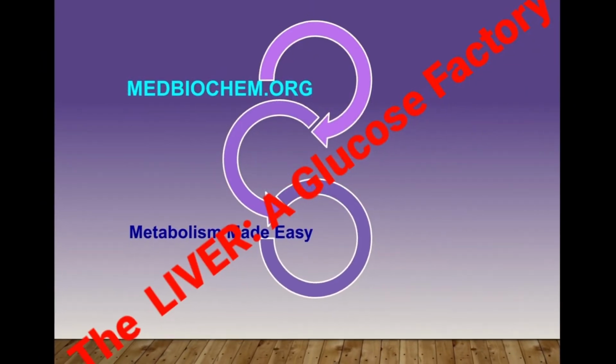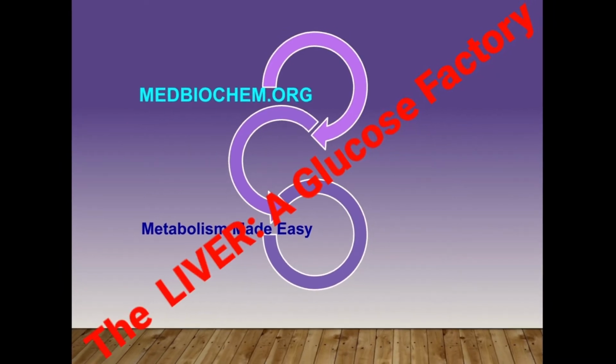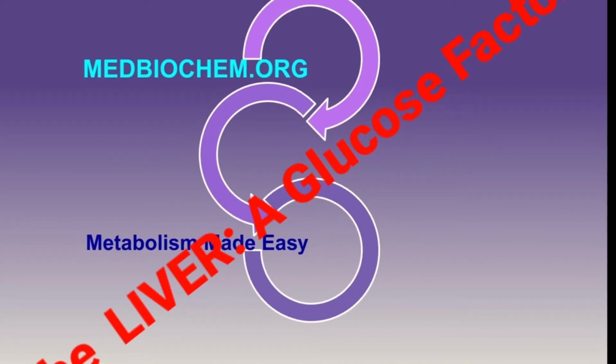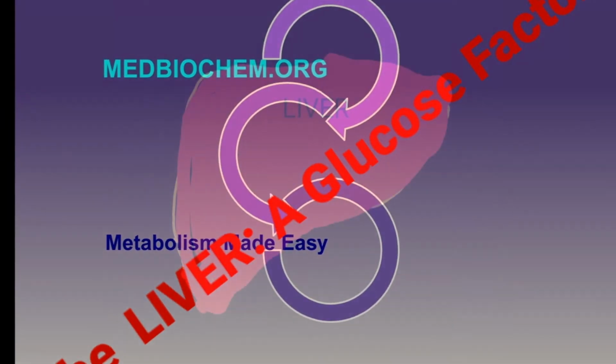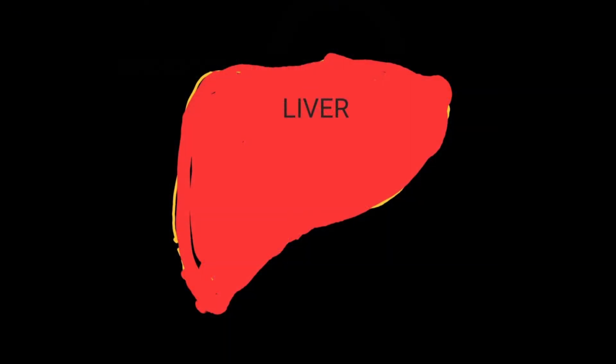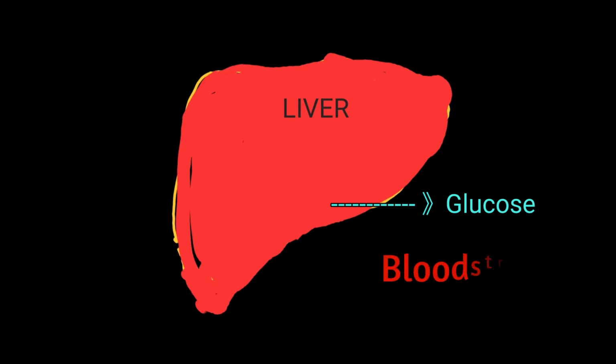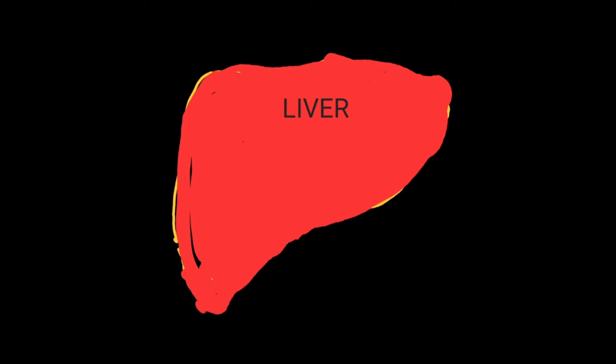The liver as a glucose factory. One of the unique functions of the liver is its ability to produce glucose during fasting. The glucose released by the liver into the bloodstream restores blood glucose and allows various cells and tissues to access the energy source they need the most.